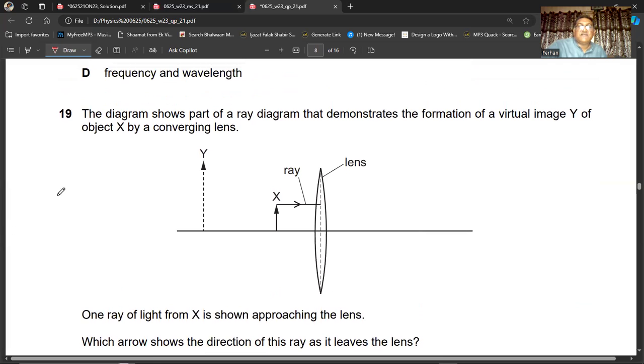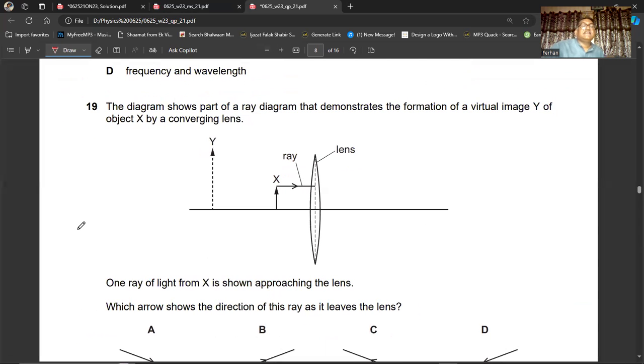Question number 19. So here we have question number 19. It says the diagram shows part of a ray diagram that demonstrates the formation of a virtual image Y of the object X by a converging lens. One ray of light from X is shown approaching the lens. Which arrow shows the direction of this ray as it leaves the lens? Okay, so this is the case in which the object is placed inside the focal length of a convex lens. This is the case when the convex lens is acting like a magnifying glass.